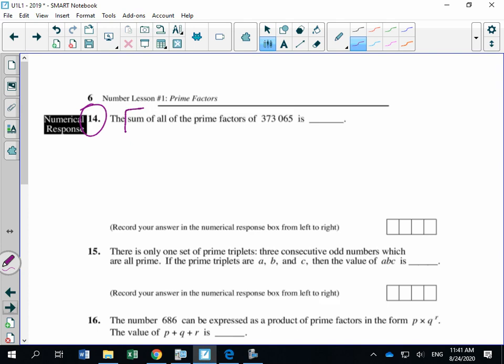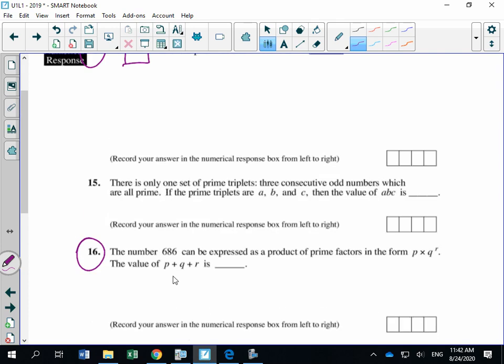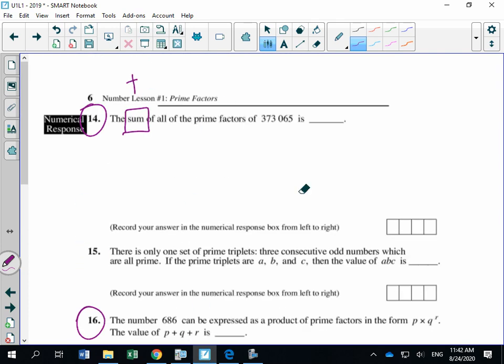Okay, so this one maybe we'll do together. Sum is plus, so we're going to do this one together. And I might even actually do 16 with you. Let me just look at 16. Yeah, so let's do 14 and 16 together. And if you think you're good, you could pause the video and do your homework. If not, I'll do these two.